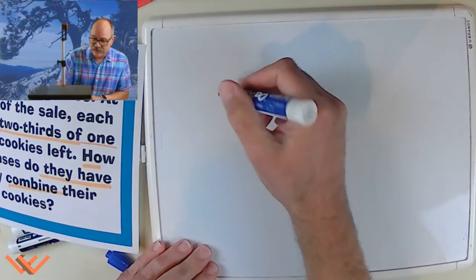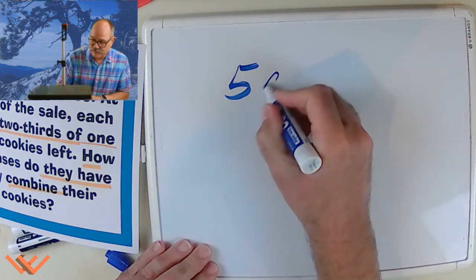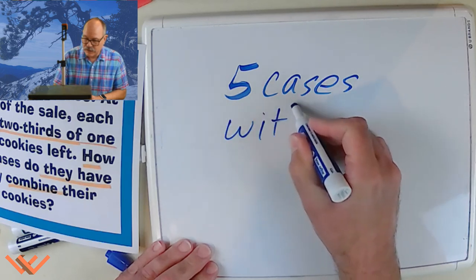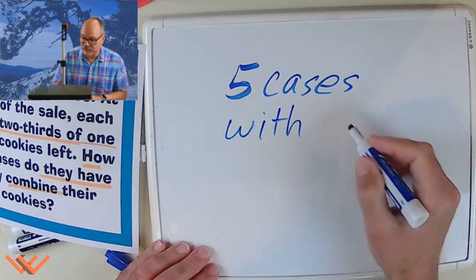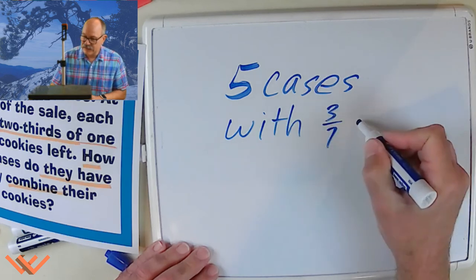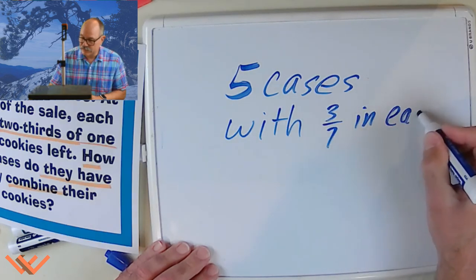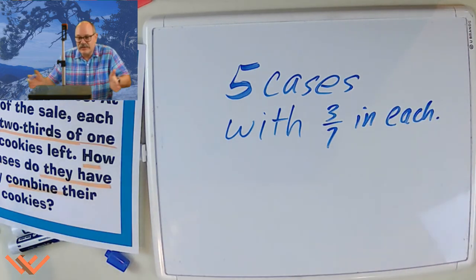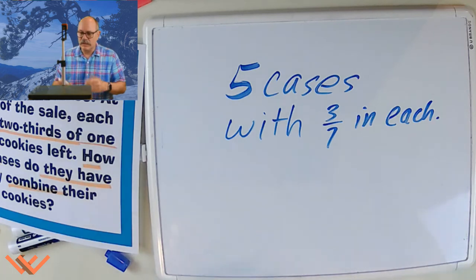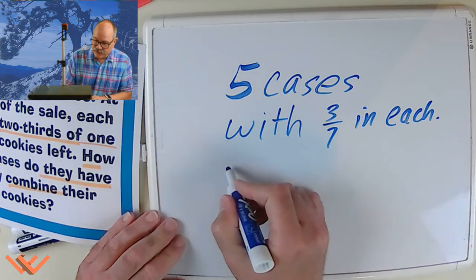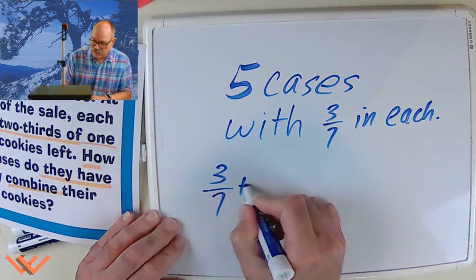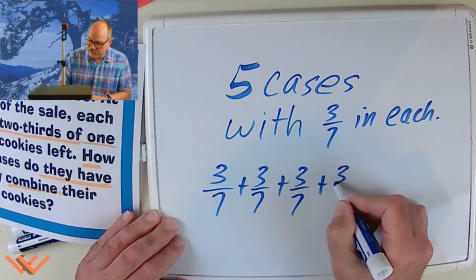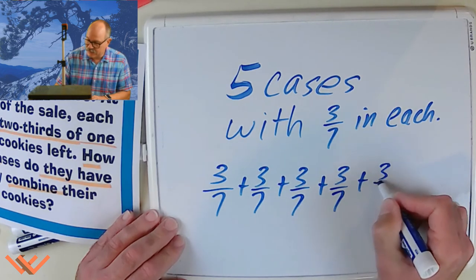So we have five cases with, let's make it a little more interesting. Instead of 2/7, let's make it 3/7 in each. How do we figure that out? How can we get it down to the fewest number of cases? Well, let's keep going. So we have 5, so it'd be 3/7 plus 3/7 plus 3/7 plus 3/7 plus 3/7.